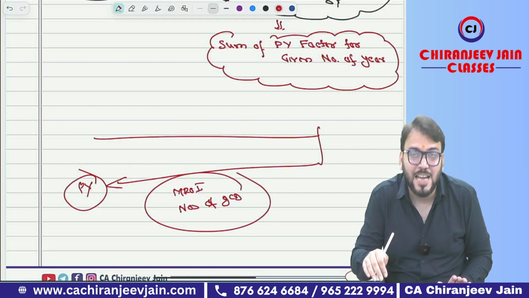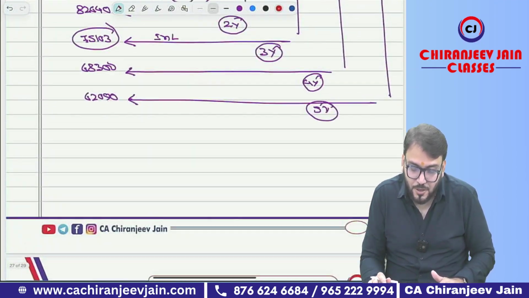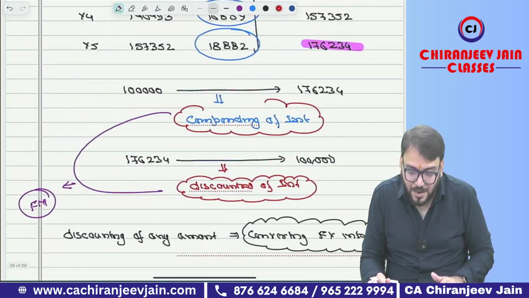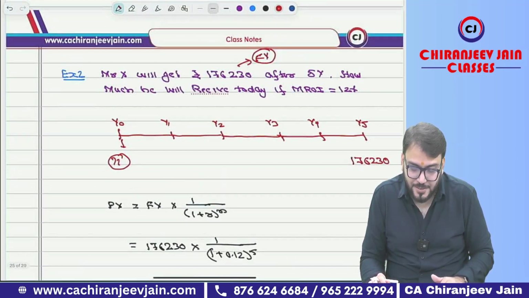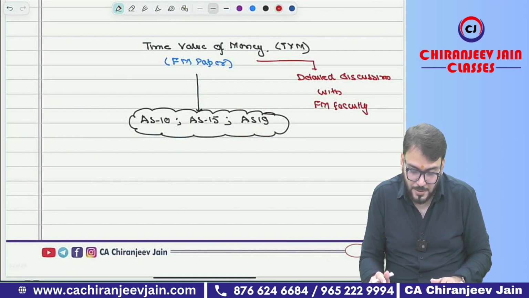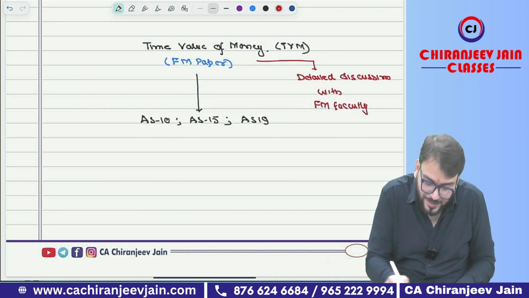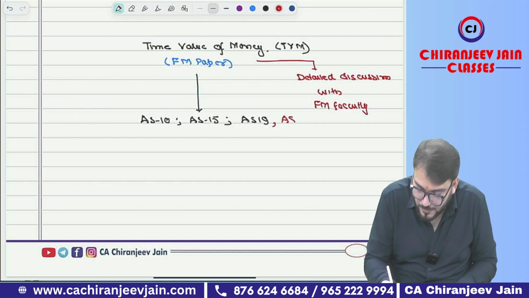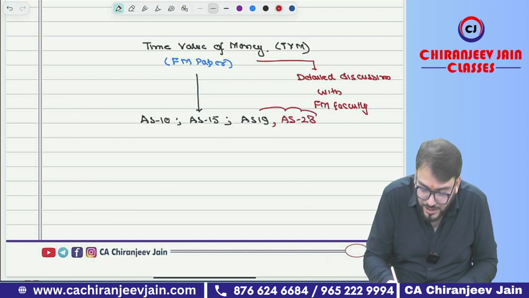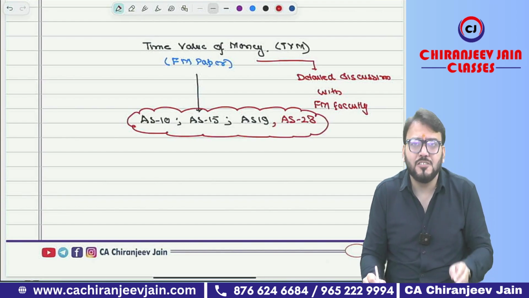When I discuss accounting standards, this entire concept will be used in some of them. I have already said where it will be used: AS 10, AS 15, AS 19, and one more, AS 28. All these accounting standards will use this. So why have I taught this? This is the FM part.